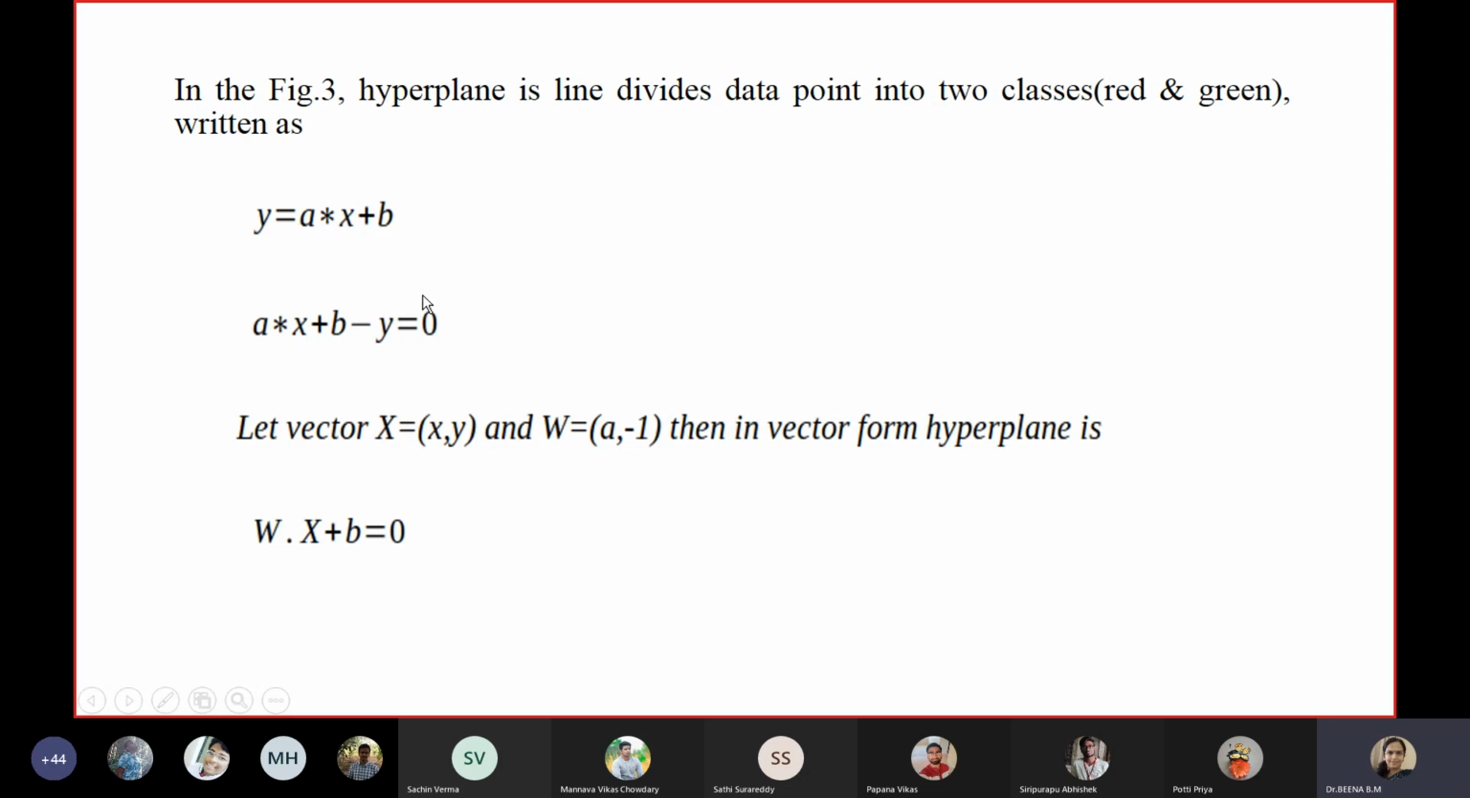Y is equal to ax plus b. You already saw what is a, what is x, what is b, and x is equal to (x, y) and w is equal to (a, minus 1). So generally the hyperplane is denoted as w into x plus b.